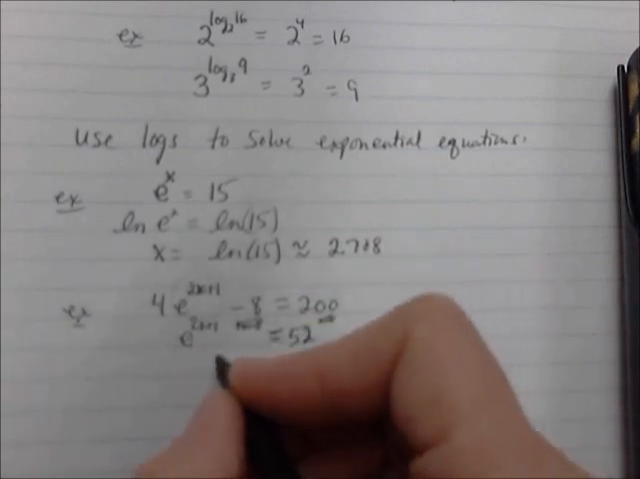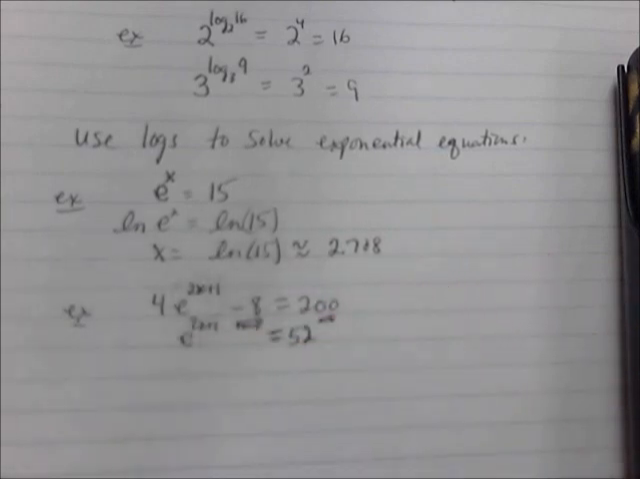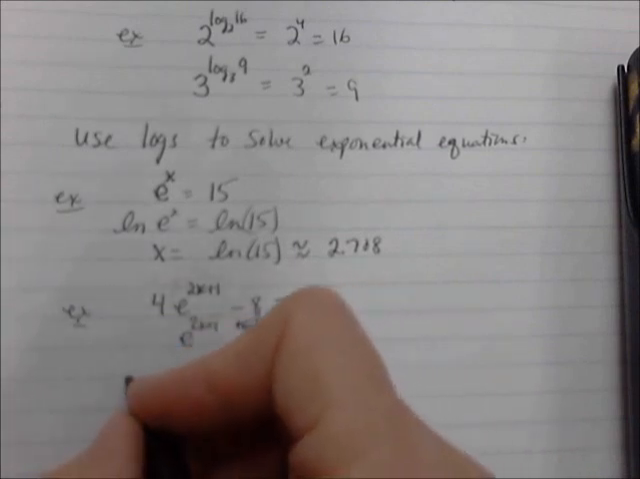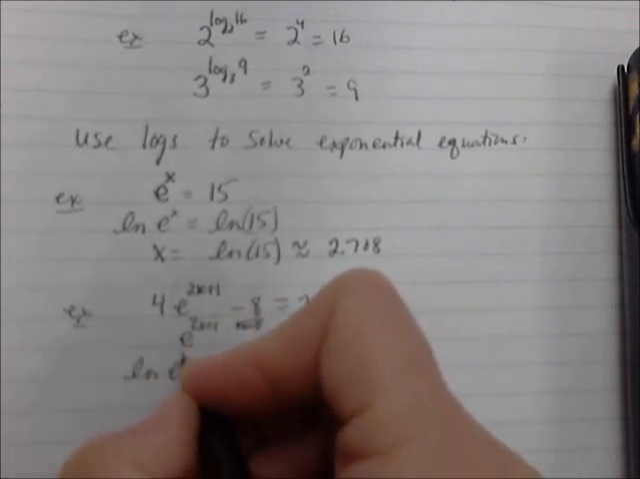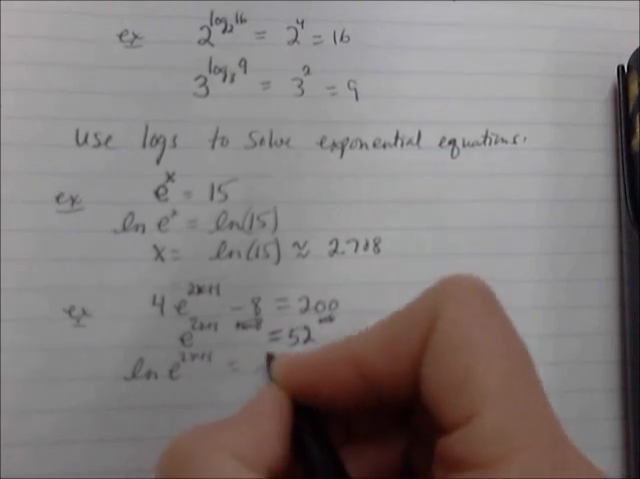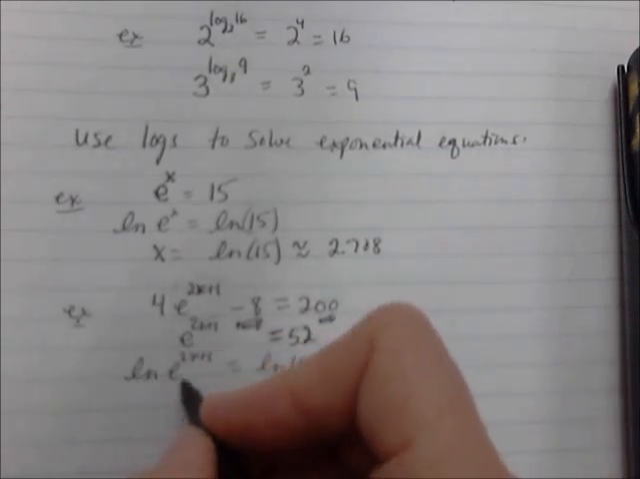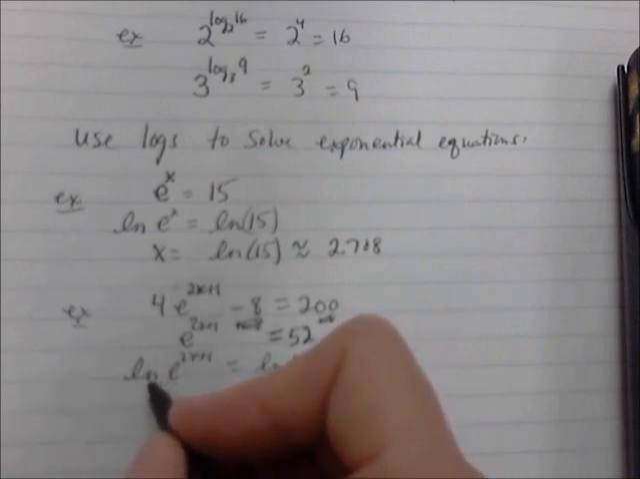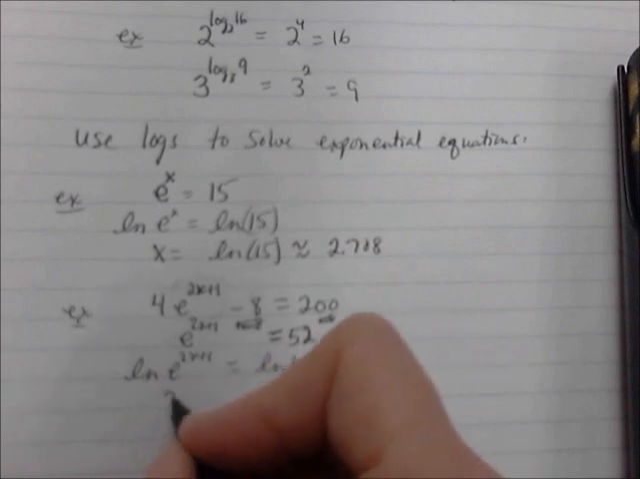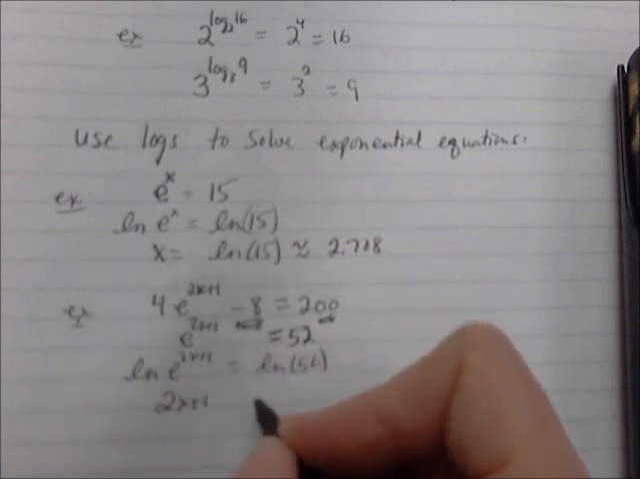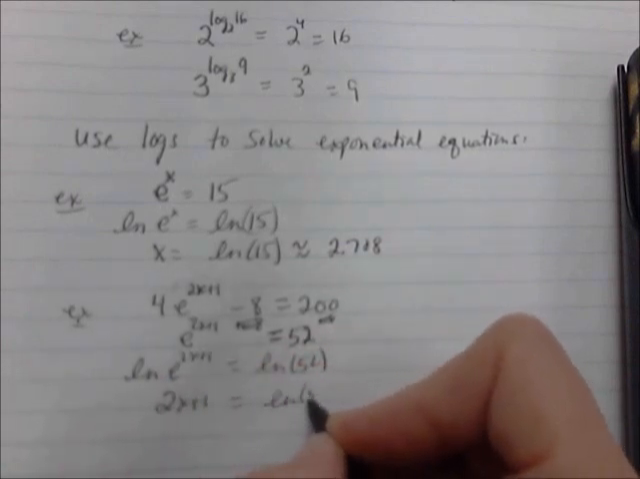And then to get rid of the e, so you can just be left with 2x plus 1, you're going to take the natural log of each side. So the natural log of e to the 2x plus 1 is equal to the natural log of 52. It's almost like saying the ln and the e cancel each other out, even though it's not a true cancel. But you're left with 2x plus 1. You're left with the exponent is equal to the ln of 52.